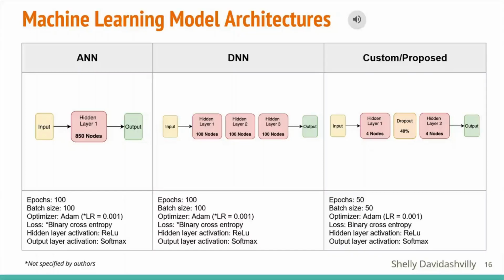Because of that, the ANN had one hidden layer with 850 nodes. The DNN had 3 hidden layers with 100 nodes each. And then for our custom model, we tried 2 hidden layers with 4 nodes each, and then a dropout of 40% in the middle.